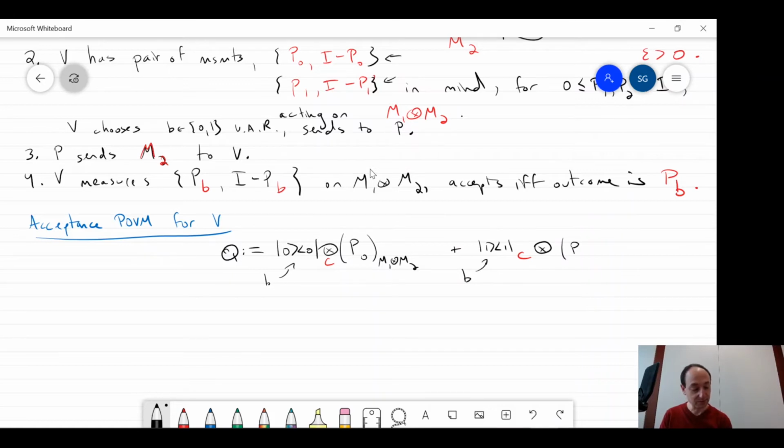And if I flipped 1 in the C register, in the random bit B, then I'm going to measure P1. So that's my operator Q. So this is the acceptance POVM, right? Okay, so it encodes this idea that there's a bit flip B, and conditioned on what the value of B is, there's the measurement attached to it that corresponds to B.